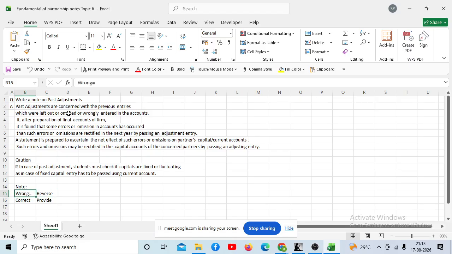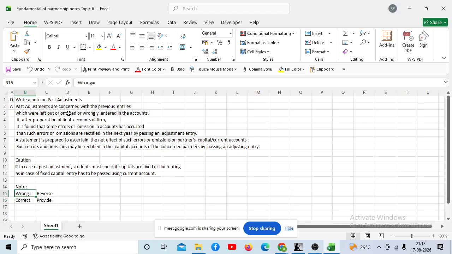And the second possibility is they have missed the correct entry, meaning they had not recorded the correct entry. So in that case, we have to provide, that means we have to pass the correct entry. Okay, these are the two possibilities.